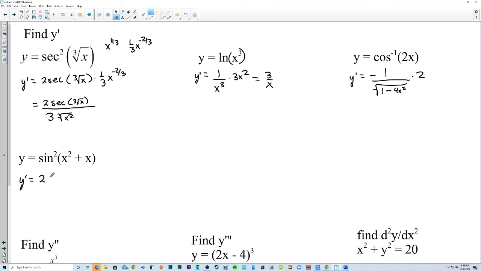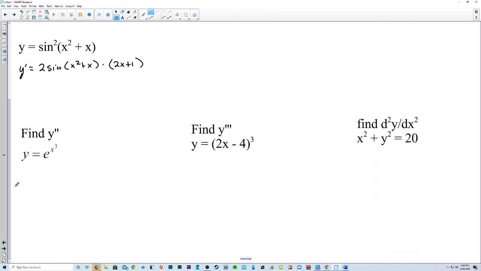Y prime here is equal to 2 sine of x squared plus x, but then times the derivative of the inside, which is 2x plus 1. The first derivative for this one is e to x to the third times 3x squared. I guess that's it. So it's 3x squared, e to the x to the third.